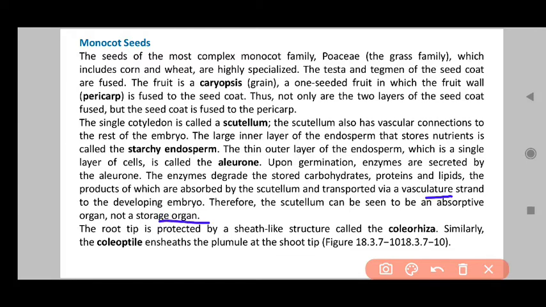Therefore the scutellum can also be seen as an absorptive organ and not a storage organ. The scutellum acts like an absorptive organ.